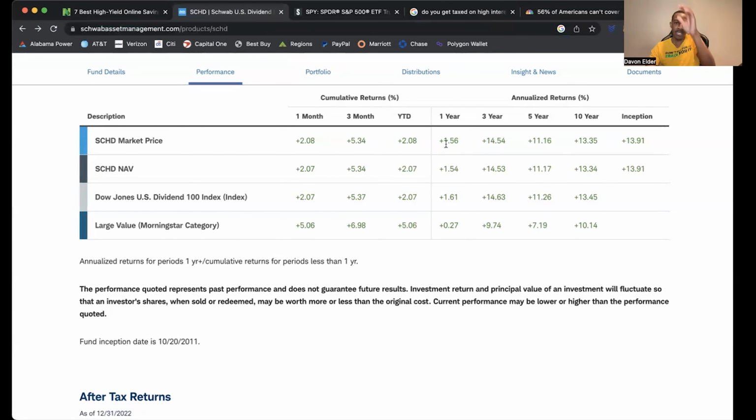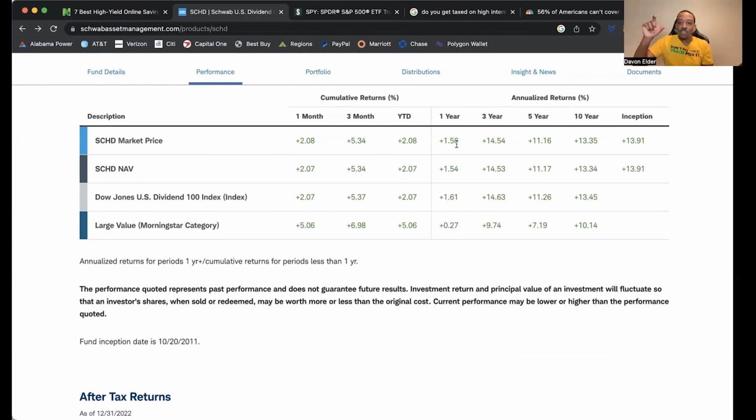Now, let's look at what it's done so far this year. We know the stock market had a very good start to the year. So year to date, at the time of this episode, this ETF is up 2.08%, which is very, very good, and something you should understand. Now, let's look at the annualized returns. What has the stock been doing over the course of time? Over the last year, this stock is up 1.56%. Okay, that's very, very good.